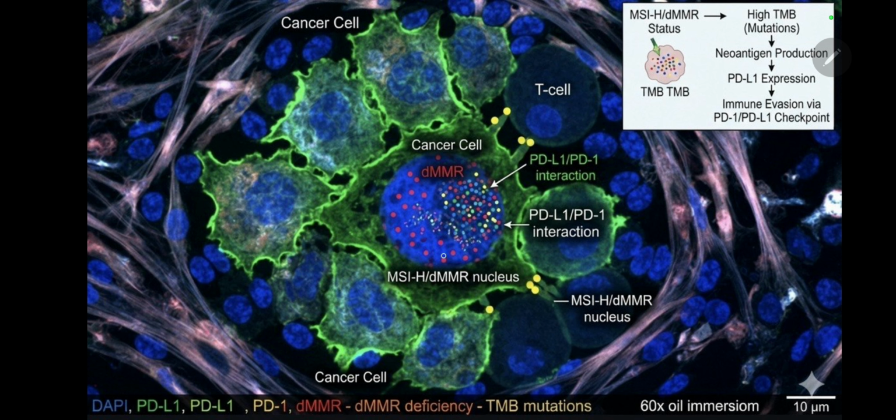So this is the basic mechanism. We already read this. So what will happen if MSI is high in the nucleus? That means if there is high MSI in the cancer cell, then there is high tumor mutation burden, or high neoantigen is produced. If the tumor mutation burden is high, then more PDL1 is presented. So immune therapy works in this type of situation.